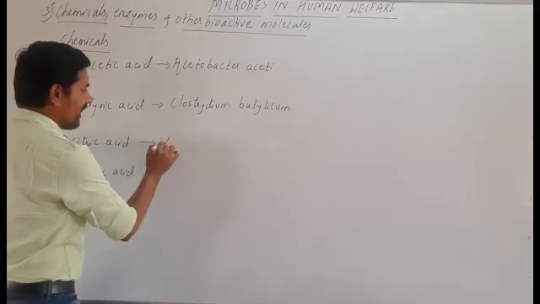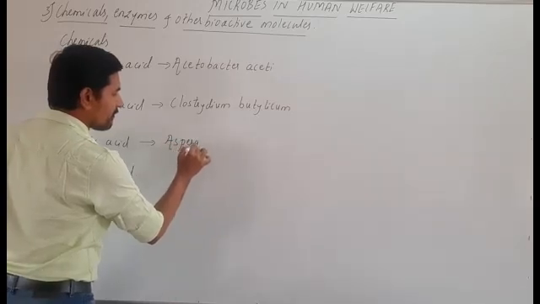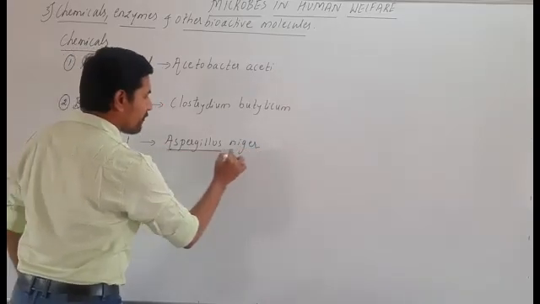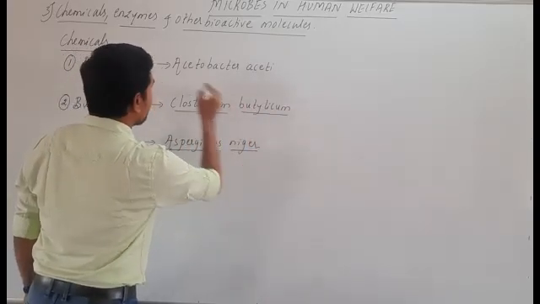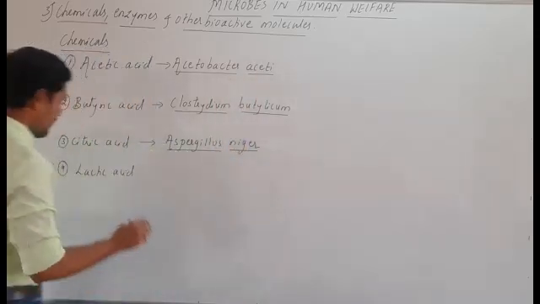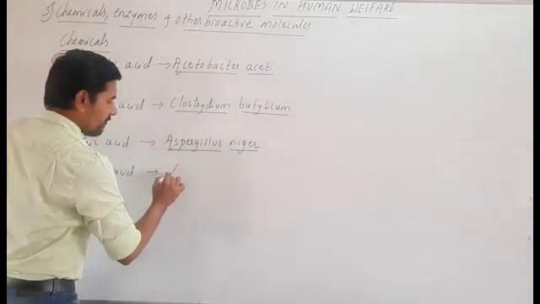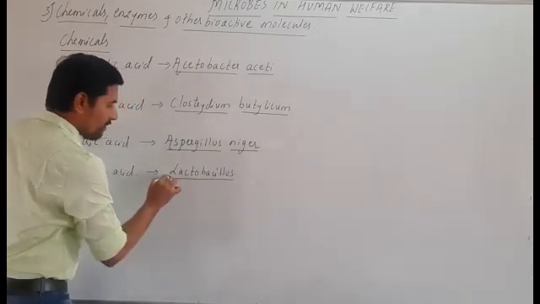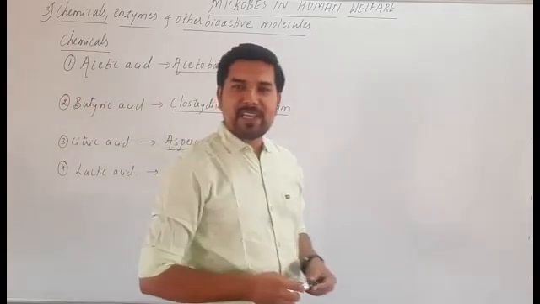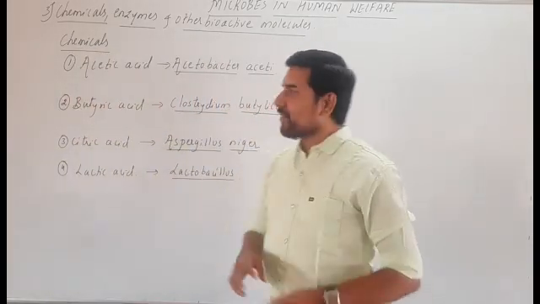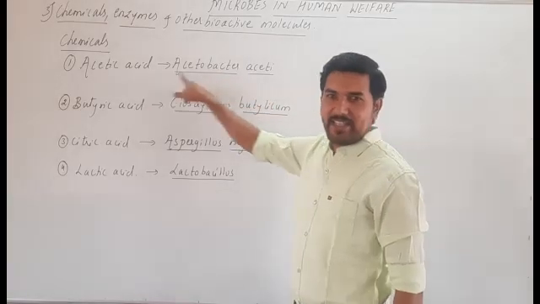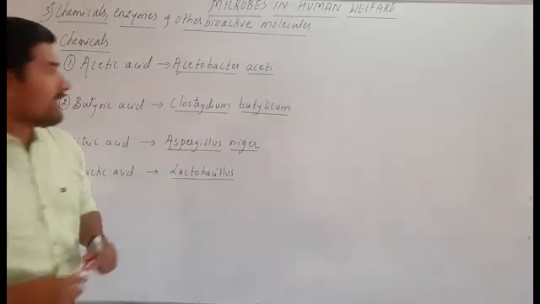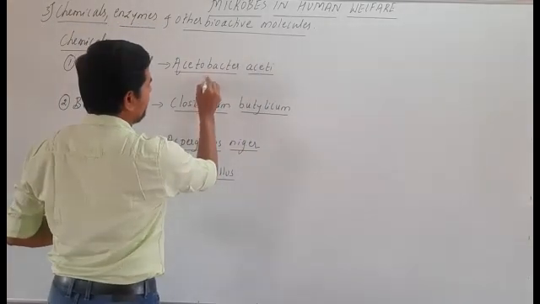Citric acid is produced from Aspergillus niger. Aspergillus niger. Then lactic acid is produced from Lactobacillus. It is produced from Lactobacillus. Or we call it a lactic acid bacteria. Now look at the list. Acetic acid is produced from Acetobacter aceti. Now this Acetobacter aceti is a bacteria.